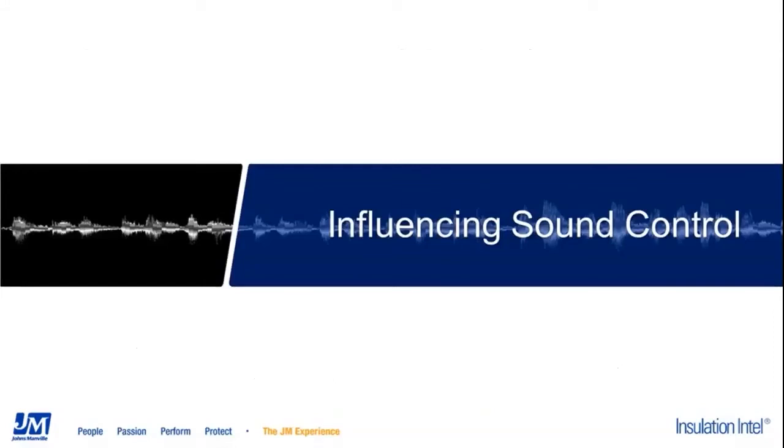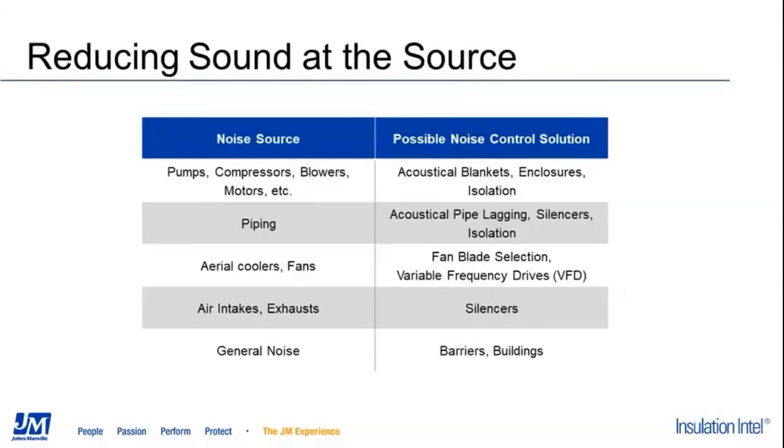So as Jake said, let's take a look at how you can influence sound control. There's a concept for sound control that's been referred to as the source, path, receivers. Basically this deals with different concepts for how you address noise control. The ideal solution to noise control is to address it at the source. If you can do something to stop the source from generating that noise, that's the best way to address it.